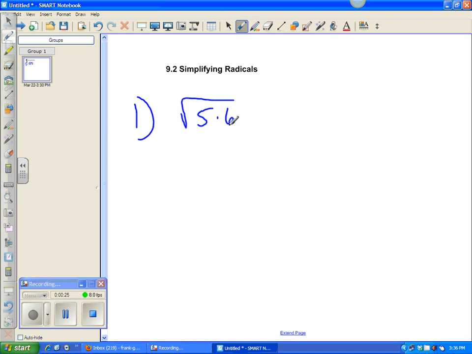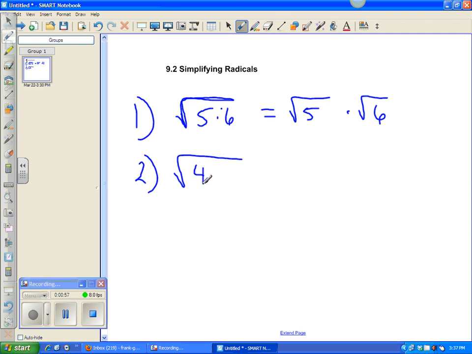times 6. This could be illustrated as the square root of 5 times the square root of 6. It could be broken up that way. So in the same way, if you had a different radical, which is this radical sign, and underneath it's called the radicand, by the way. Let's say you had the square root of 4 times 3.